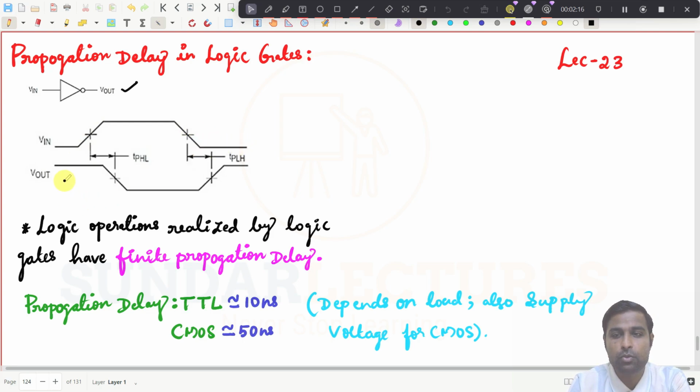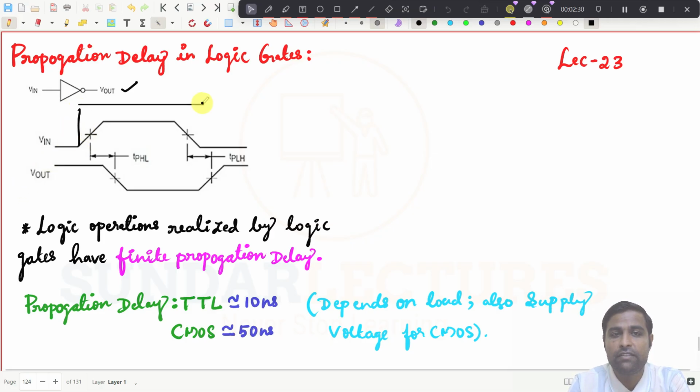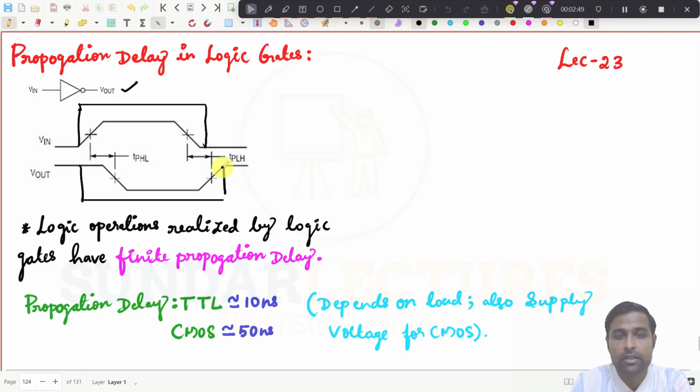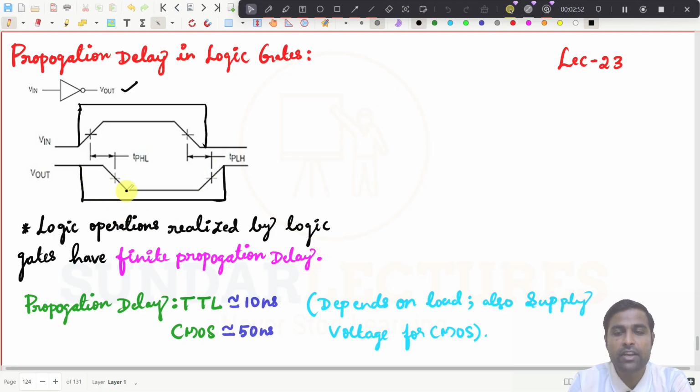And what happens to the output signal? See, we cannot increase an input signal from 0 to high at a single instant. For example, it never gets to high like this. Actually, we are expecting it like this, right? Because this is an inverter, if V in becomes 1, then V out has to become 0, and this has to come like this. But this will not happen exactly like a square wave.